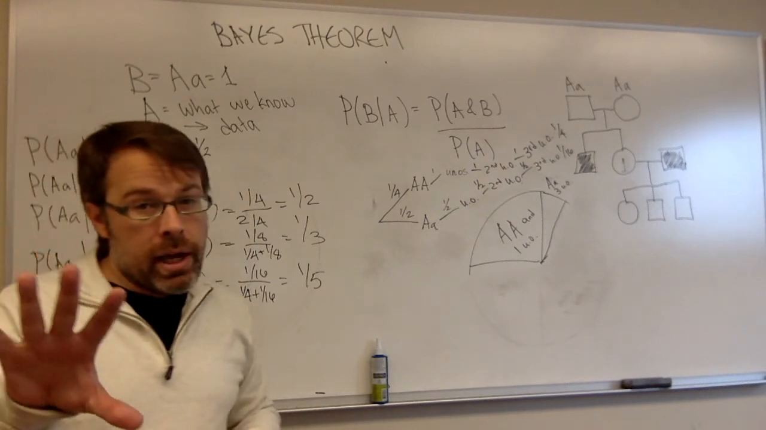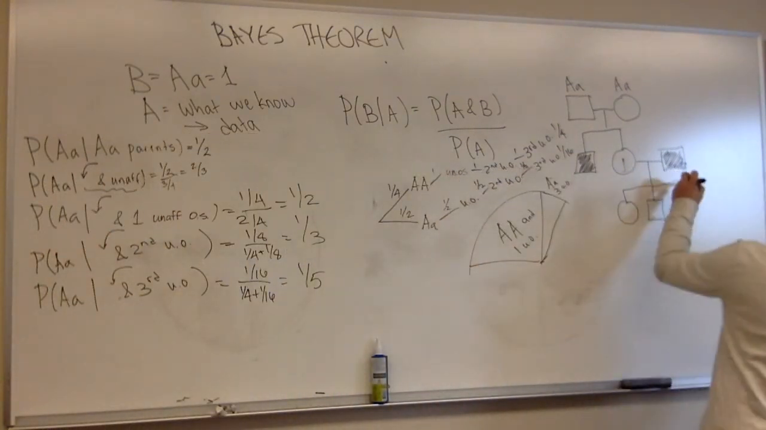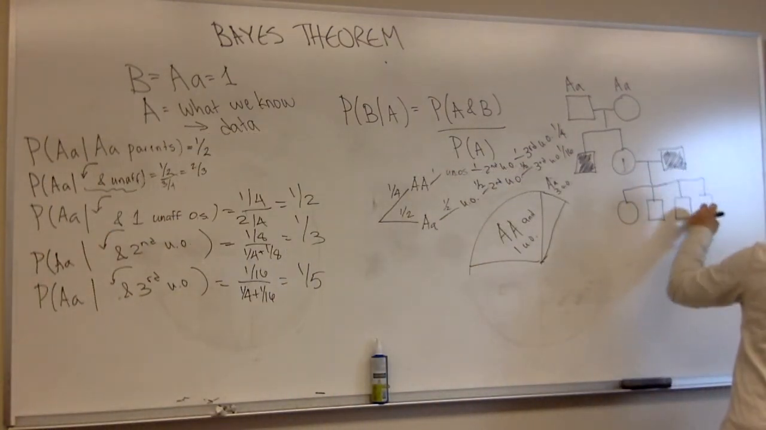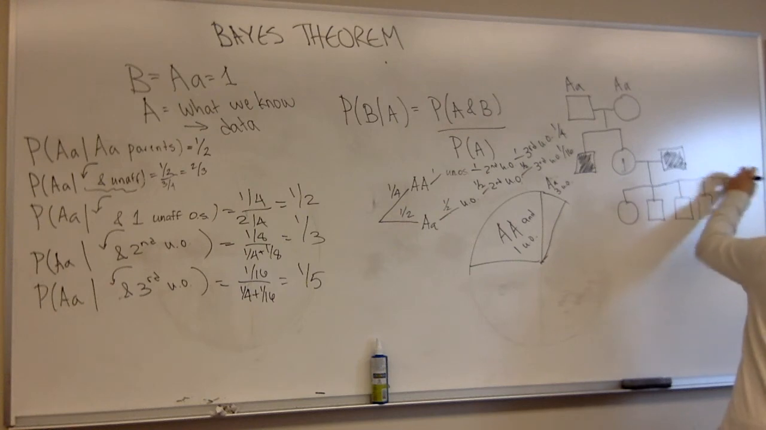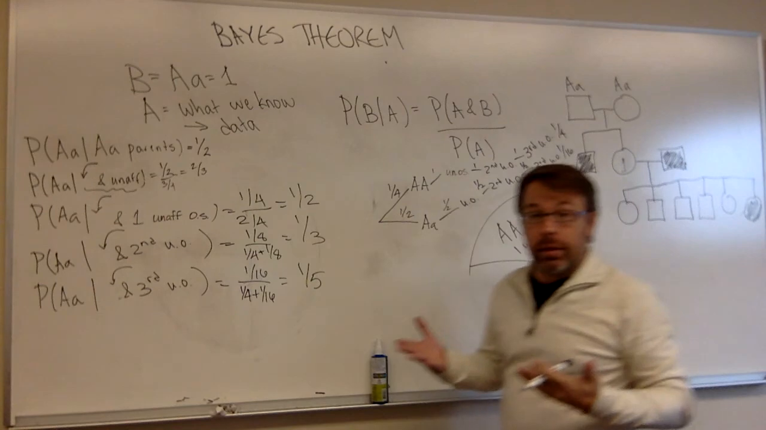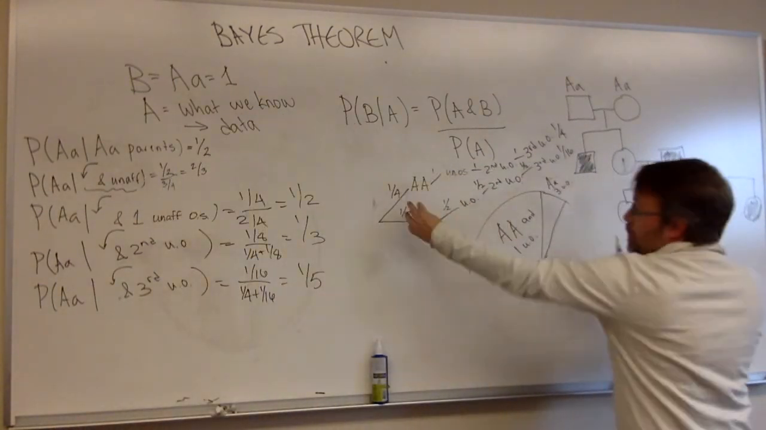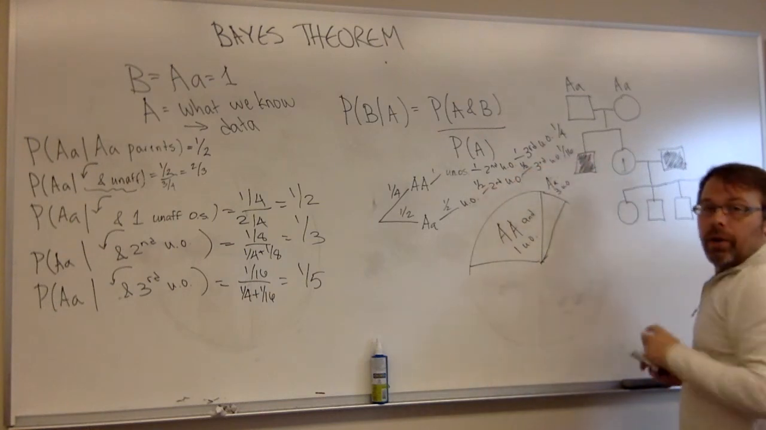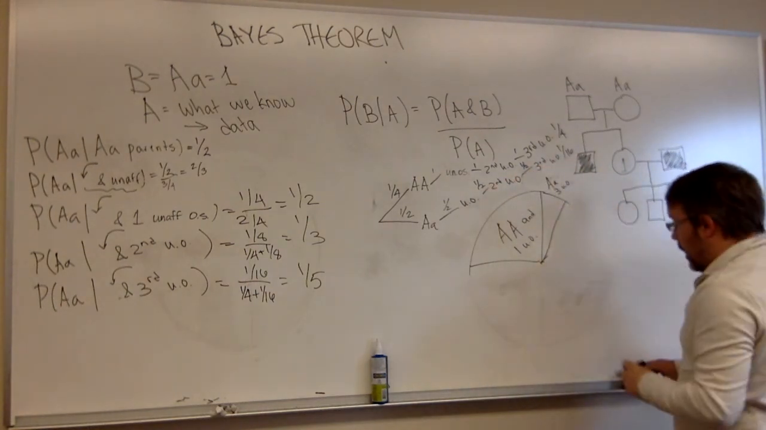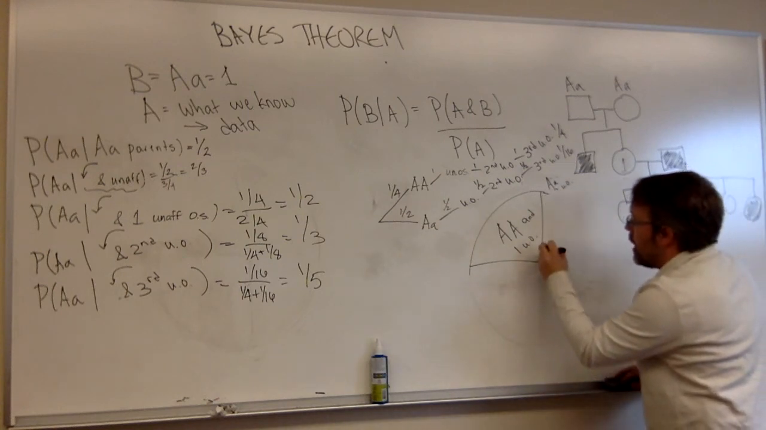That's pretty much all I have to say, but let me say one more thing. Let's say we have a whole bunch of unaffected offspring, and then at the end, we have an affected offspring. As we've said, the path of a lot of unaffected offspring keeps shrinking. The more offspring we have, the littler this pie gets.